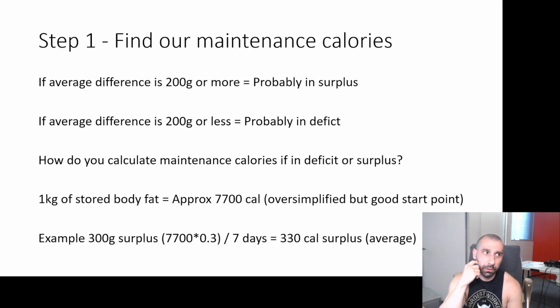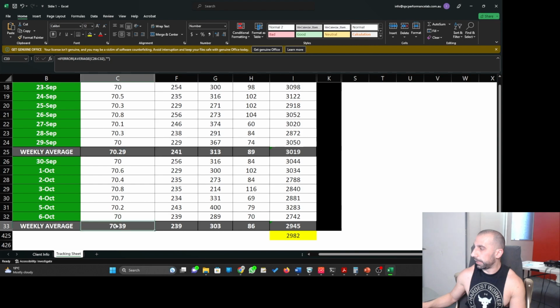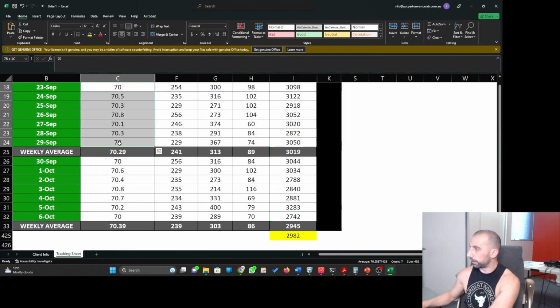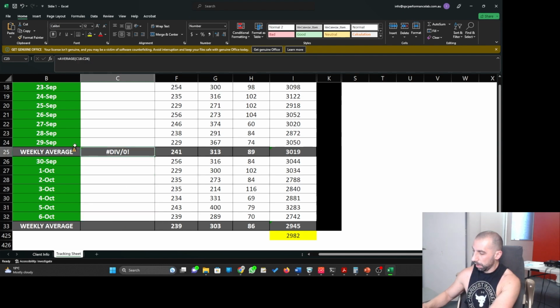So this is a simplified equation, but it can work for what we need. About 1 kilo of stored body fat on your body is around 7,700 calories, okay? So 1 kilo of fat here is about 7,700 of stored calories. So if we go back to these differences, let's say week 1 here, let's delete all these just to make it less noisy. Let's say this person was 70 kilos week 1, week 2, 70.3. So they put on 300 grams, okay?